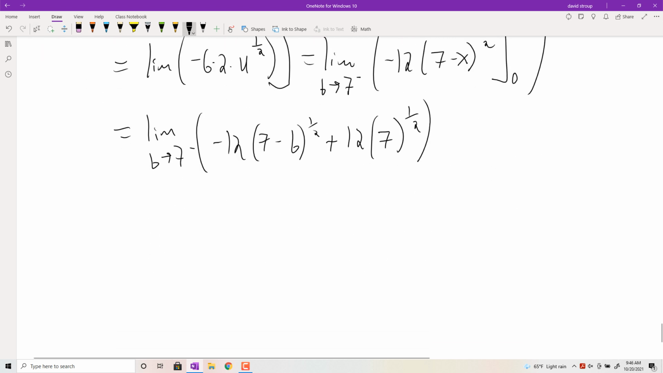Okay. So if you allow b to approach 7 from the left, that's good. You'll have positive numbers inside the square root here. It'll just approach 0. And so you get this thing equaling 0, and you're just left with 12 times 7 to the 1/2, whatever the heck that is. Okay, so that would pretty much do it.